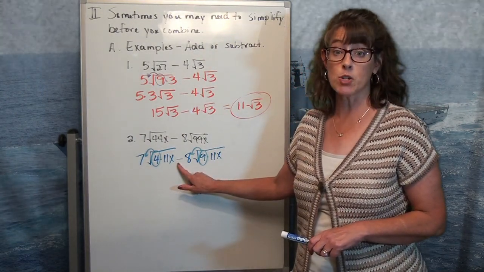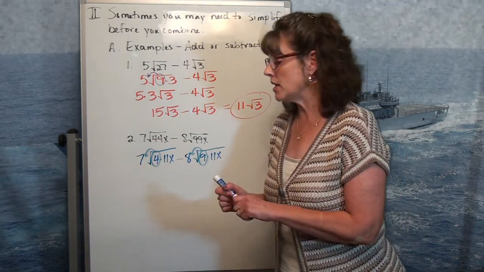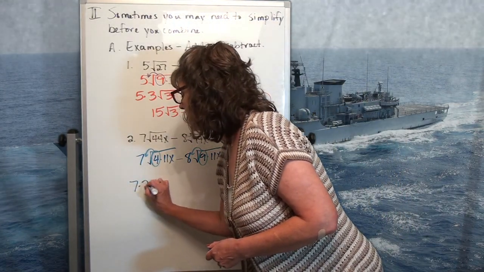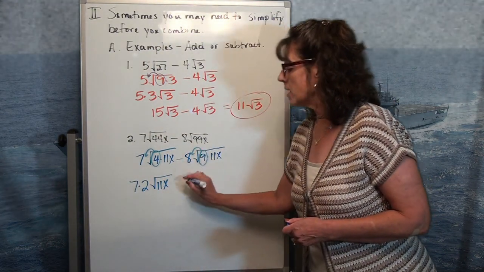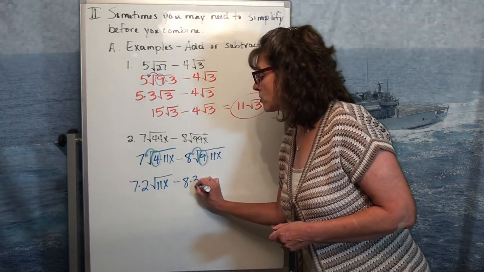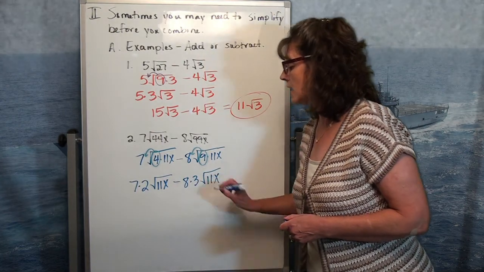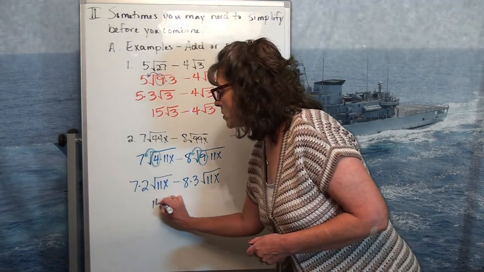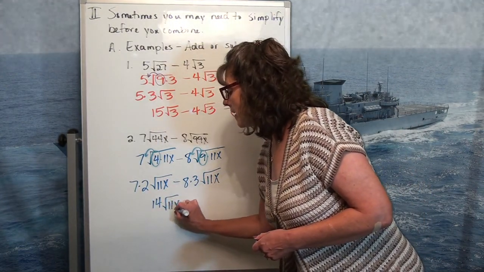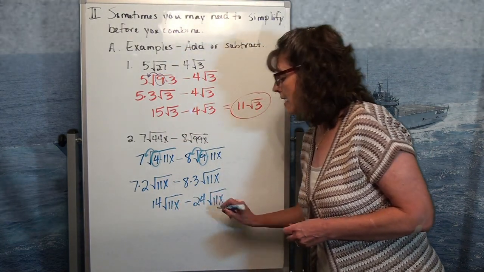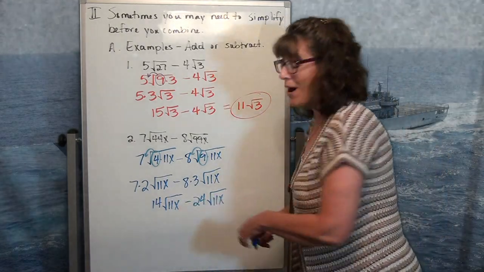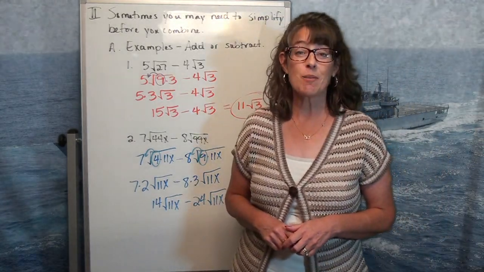Yes, they are being subtracted. But when I take that 2 out here, it will be 7 times that 2. The 11 and the x will be underneath. When I take the 3 out here, it will be 8 times 3. And again, the 11 and the x will be underneath. 7 times 2 is 14, and 8 times 3 is 24, but the beauty is, hey, I have like radicals now, so I can combine them up.